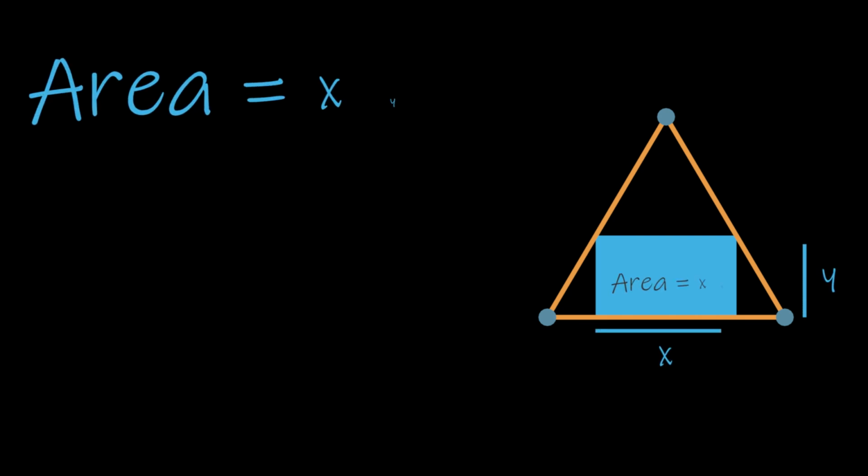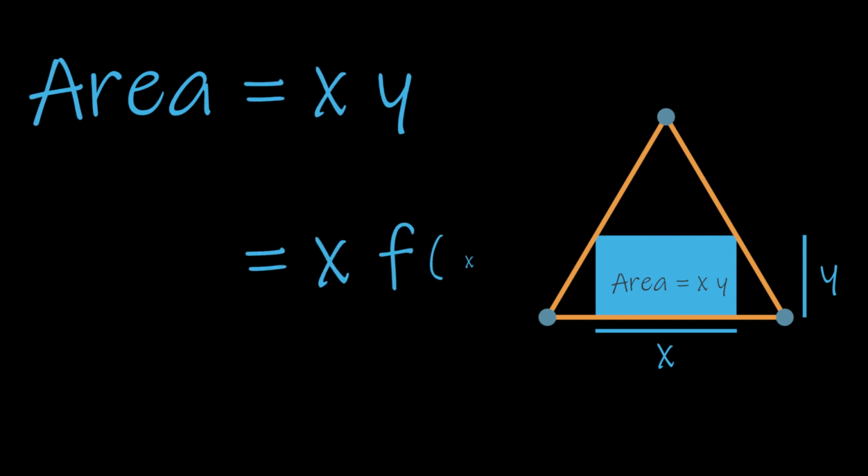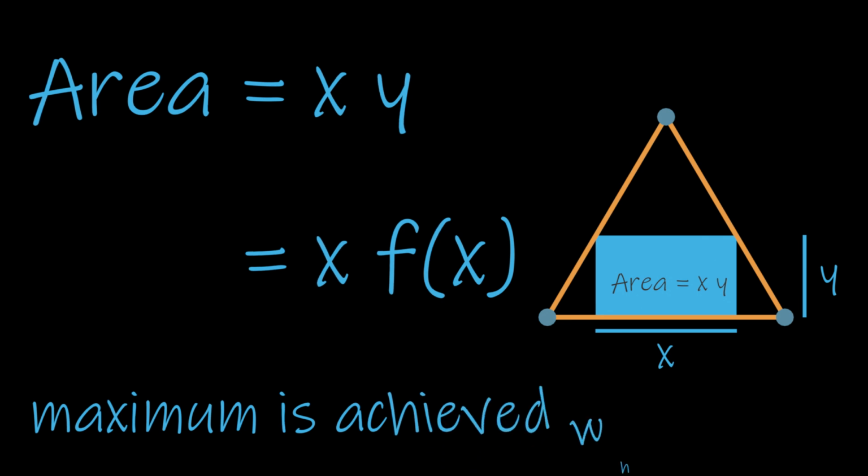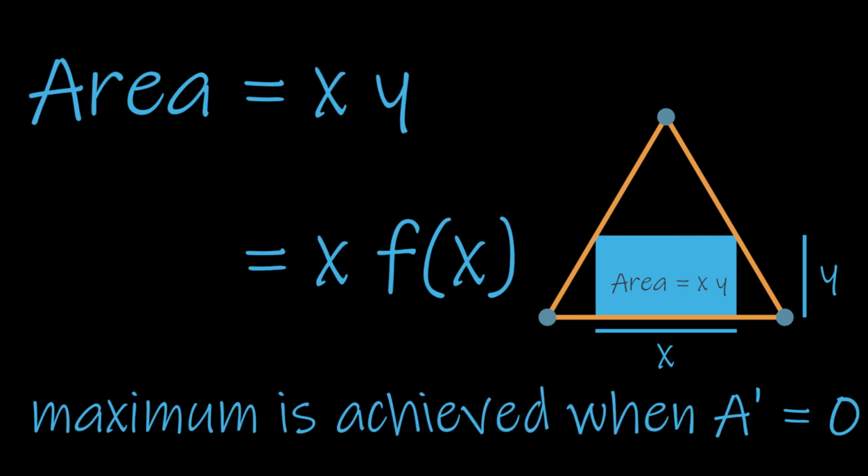We'll start by setting up a function that represents the area of our rectangle in terms of variables x and y. We'll then solve for y in terms of x, and then we'll use calculus to find the maximum area by taking the derivative of our area function.